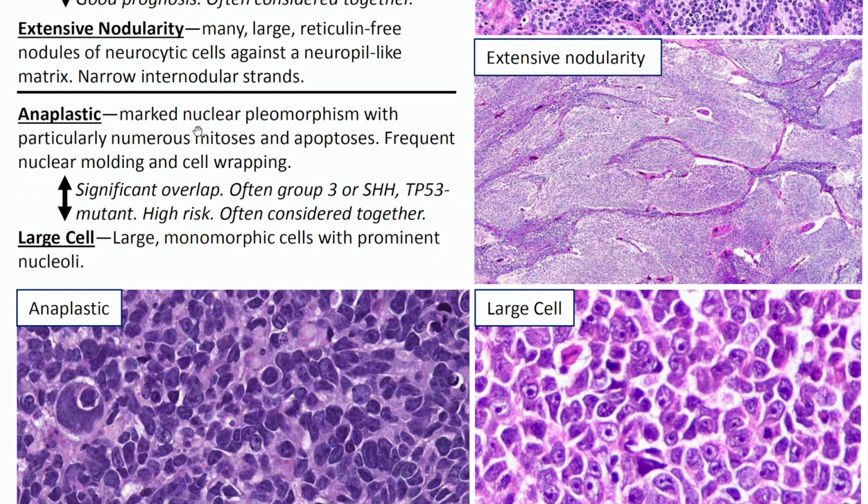All right, moving on, we have anaplastic subtype, which has marked nuclear pleomorphism with particularly numerous mitoses and apoptoses with frequent nuclear molding and cell wrapping. And again, there's large overlap between anaplastic and large cell. They're often group 3 or sonic hedgehog, TP53 mutant, high risk, and they're often considered together. And then with large cell, you're going to have large monomorphic cells with prominent nucleoli.